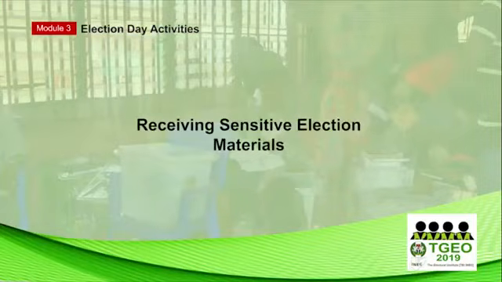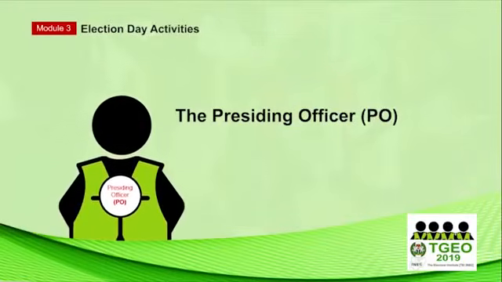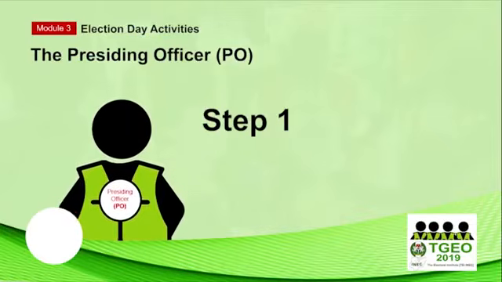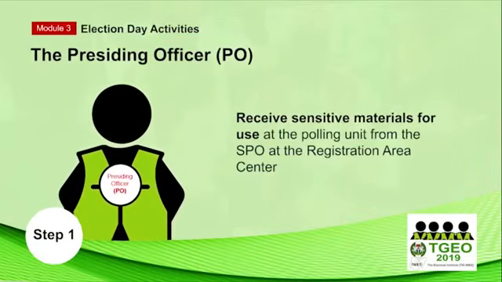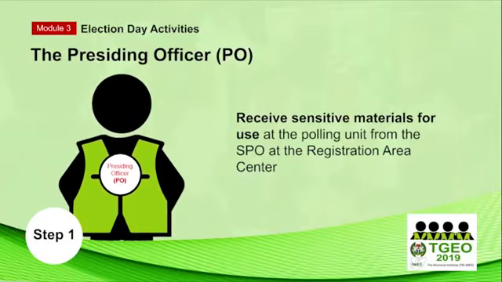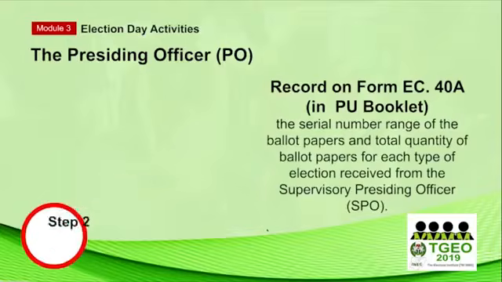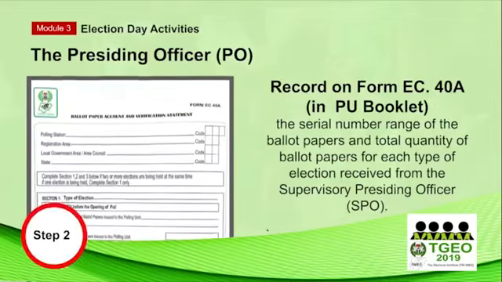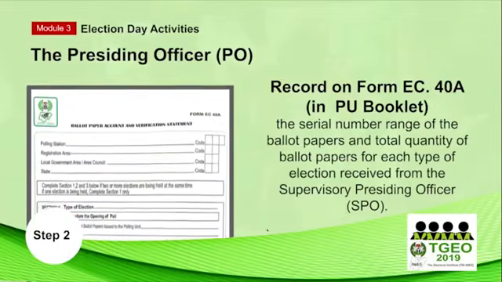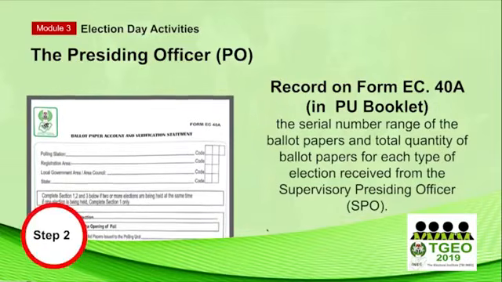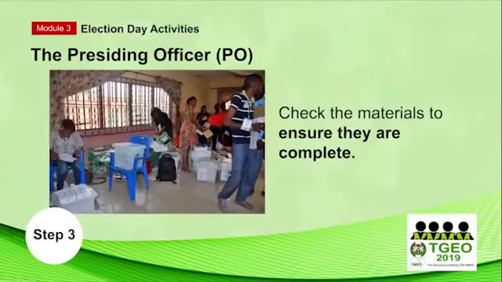Receiving sensitive election materials. The Presiding Officer, PO, shall: Step 1. Receive sensitive materials for use at the polling unit from the SPO at the Registration Area Center. Step 2. Record on Form EC40A the serial number range of the ballot papers and the total quantity of ballot papers for each type of election received from the SPO. Step 3. Check the materials to ensure they are complete.